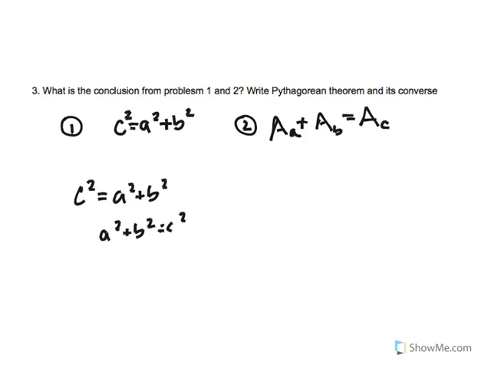Now the connection in the semicircle problem is a little less obvious, but it is still worth showing you. The main conclusion that we want you to reach from witnessing both of those problems is that a squared plus b squared equals c squared.